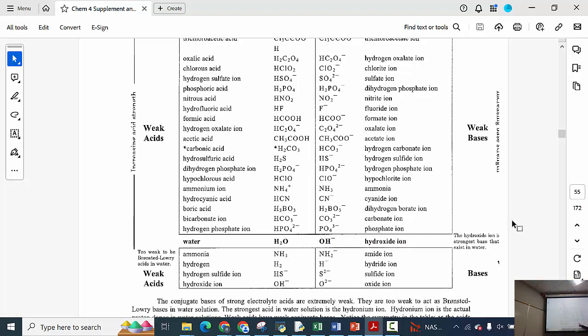It forms sulfide, but HS minus can also gain a proton, and if it does, it forms hydrosulfuric acid, H2S. So it can go either way, but which direction it goes will form a different thing. For example, hydroxide can act as an acid to form oxide, its conjugate base, or hydroxide can act as a base and form water if it gains a proton.